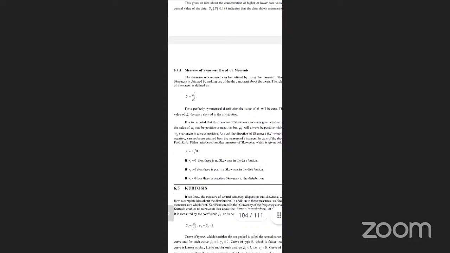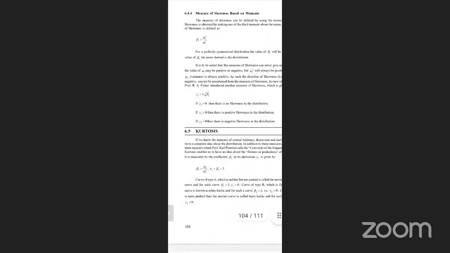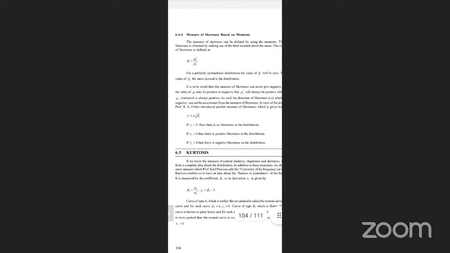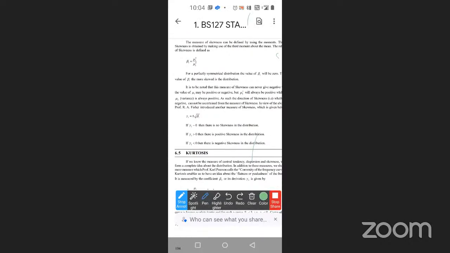Now, today's session, we are going to study measures of skewness based on moments. That is page number 104. See page number 104: measure of skewness based upon moments. The measure of skewness can be defined by using moments.